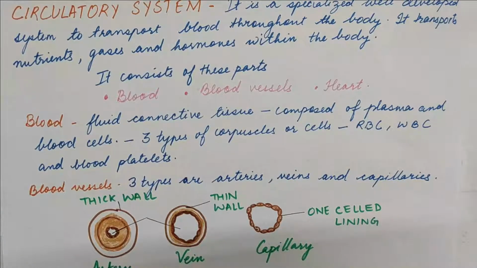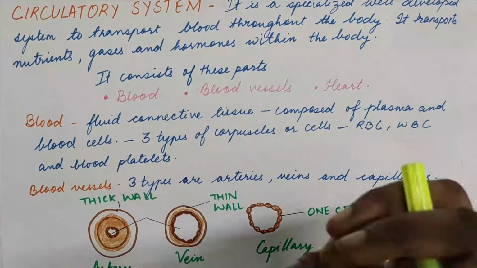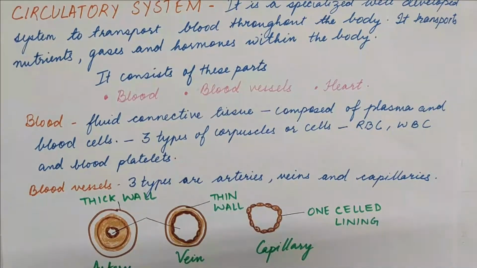The white blood cells are generally larger than the RBCs and they do not have the hemoglobin. So that's why they are colorless. The blood platelets are also colorless and they are disc shaped, and also they are without the nucleus. The main work of the blood platelets is to help in the clotting of the blood.